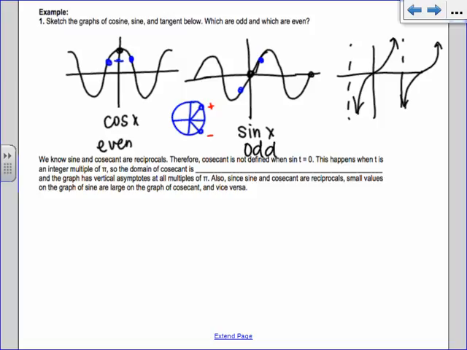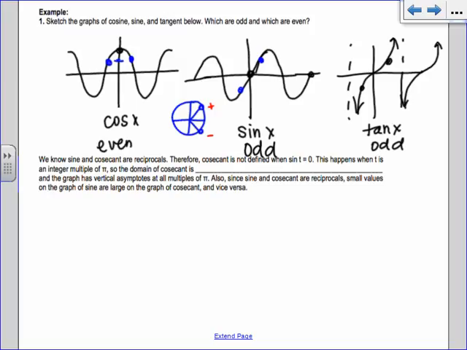And then tangent is also odd. You can think of it, if you plug in pi over 4 and negative pi over 4, you get opposite values. You would also think of rotating. So if you rotate either sine or tangent 180 degrees, you can even take your paper and turn it upside down, you get exactly the same graph.